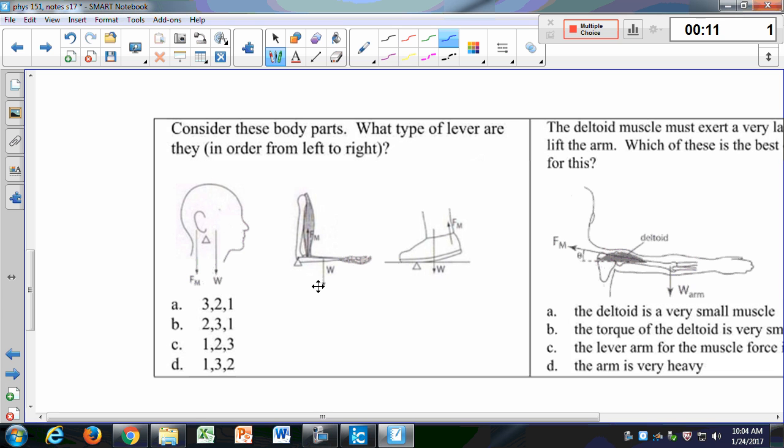So this first one, this figure is also in your book, but this is the force of the muscle. This is the weight of the head. This is your fulcrum. Fulcrum, force of the muscle, weight of the head. Fulcrum, weight of your body. This is doing this. Force of the muscles, your calves. What type of lever are these in order from left to right?